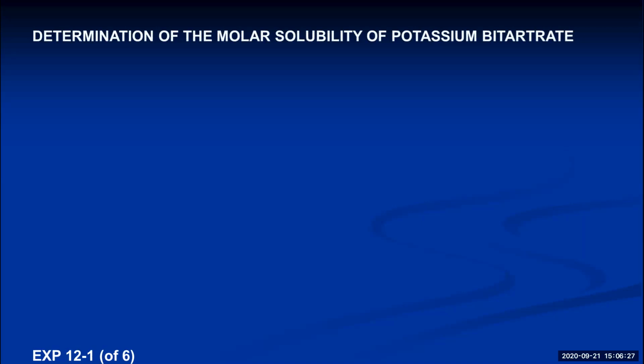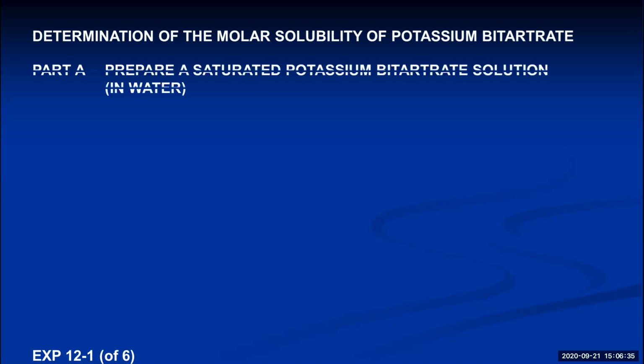In experiment 12, we're going to determine the molar solubility of potassium bitartrate in a couple of different solutions. And this experiment will take place in 5 different parts. First part, part A, you're going to prepare a saturated potassium bitartrate solution in pure water.